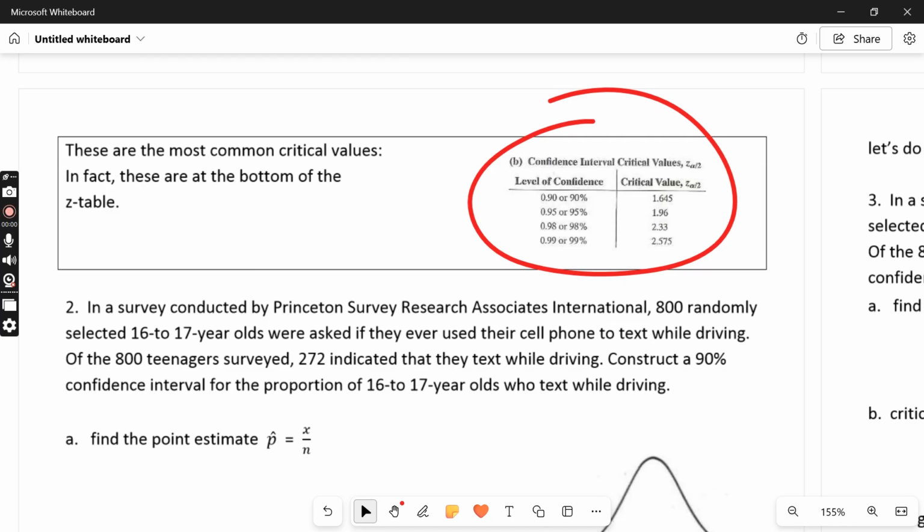Alright, so this is what I tried to show you all ago on accident. These are the most common critical values. 90% is 1.645, 95%, which we just found, was 1.96, 98% is 2.33, and 99% is 2.575. So we can normally just use those. Those are the most common ones that you see.